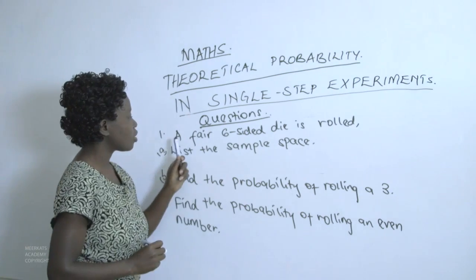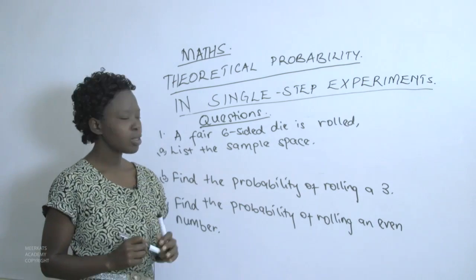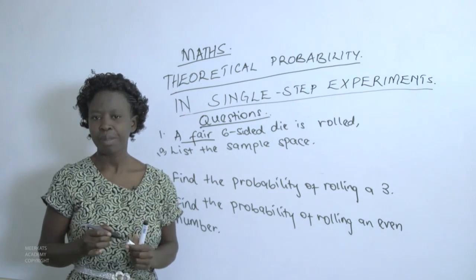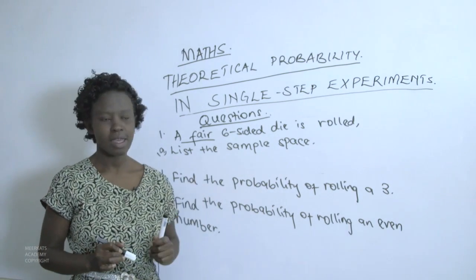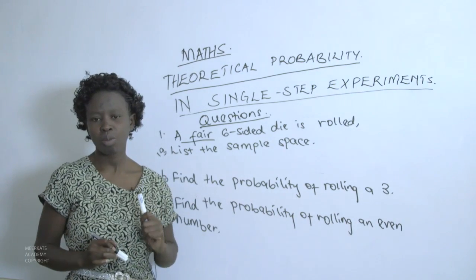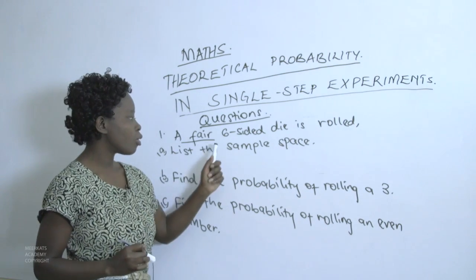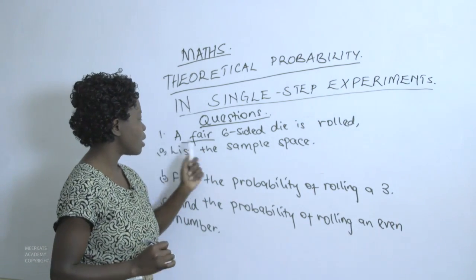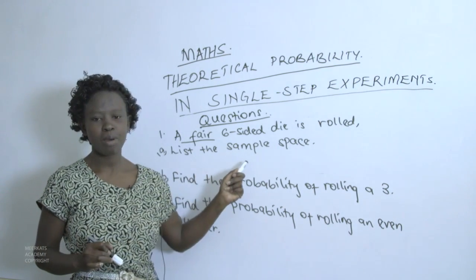So we are having the question that a fair six-sided die is rolled. So one thing that we have to note is that we are being told that this die is fair, meaning this is a six-sided die, then it means it has 6 sides. These 6 sides have equal opportunities or equal chances of being rolled because it is a fair die. So being a fair die, we are expected to, part A, list the sample space.